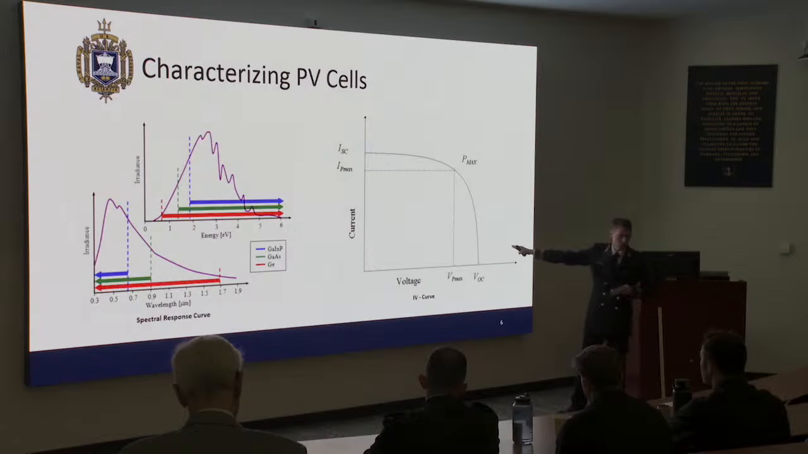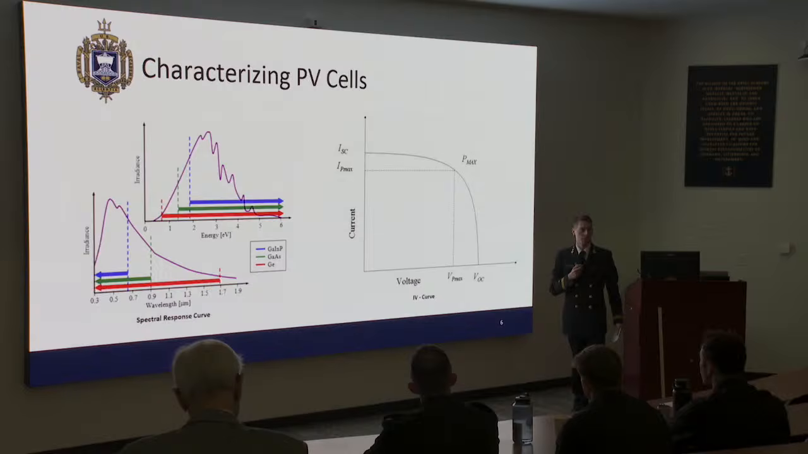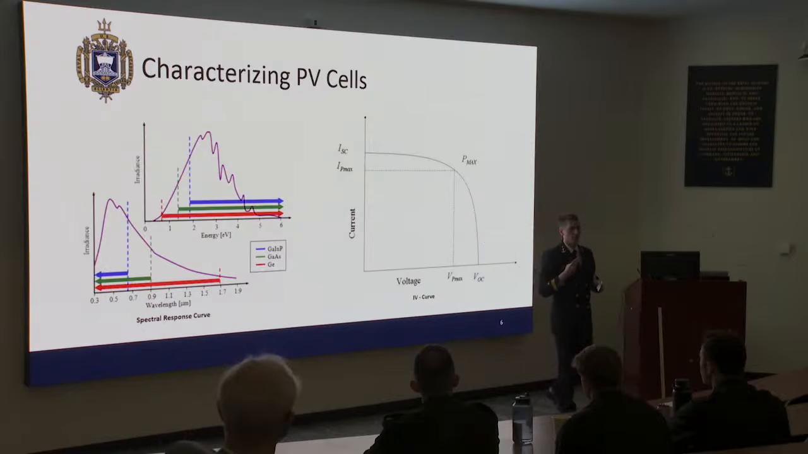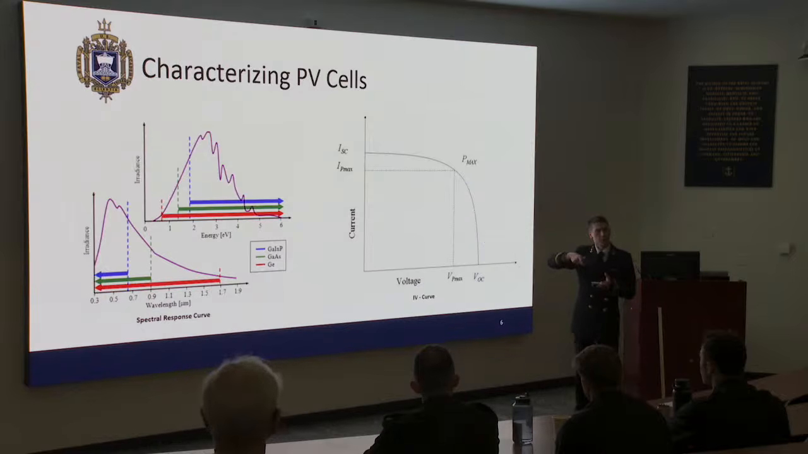Then we also have an IV curve, just for your situational awareness. This is what we typically use to analyze the performance of our PV cells. Long story short, we're aiming to operate at the knee of this curve where max power is. And what that means is we just have to match the variable resistive load that we attach to the PV cell in order to operate there.